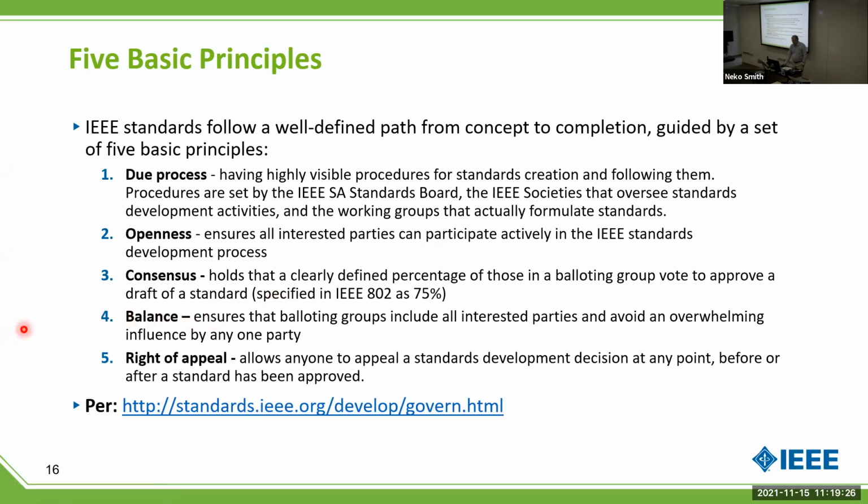Balance: we make sure that on the formal voting at the end of a project, the balloting groups include individuals from a wide range of interested parties, so it's not dominated by any one particular party. And of course, it's very important that any individual has the ability to appeal a decision. If somebody feels that something was decided incorrectly, process wasn't followed, perhaps there was dominance, they have an opportunity to appeal that decision, and we'll go back and investigate that situation. And I've been involved in a couple of appeals too. It happens.